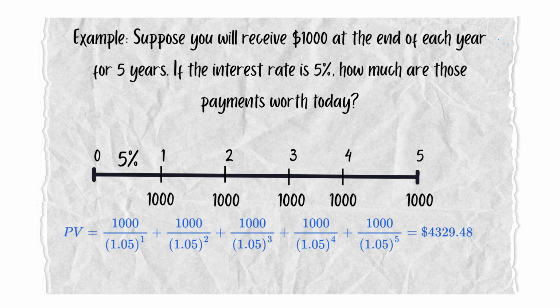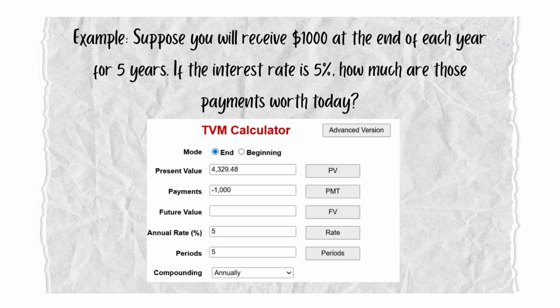Let's look at present value now. We use the same formula to calculate present value. So it's 1000 divided by 1.05 to the power 1 until you get n equal 5, which will give you an answer of 4329.48. For this example, you are trying to calculate your present value, so you leave present value empty. Same thing for payment, annual rate, periods, and compounding. Once you input those 4 values, you can click on the PV and you'll get the answer.